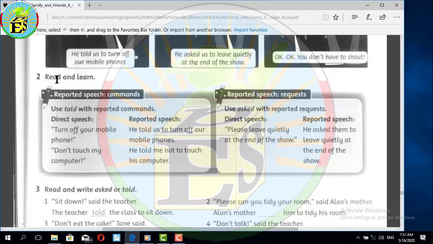Read and learn. Exercise number 2. Today we will take another thing about reported speech. We will study the commands and requests. Commands and requests begin with the verb. Like when I told you, do your homework. Be quiet.